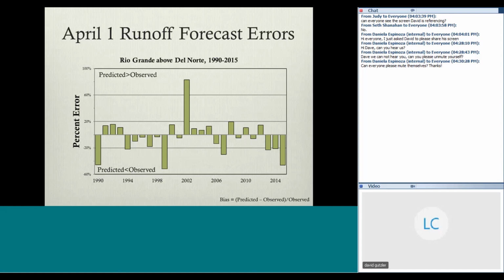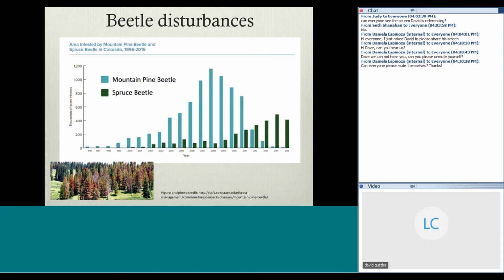You can see there's a lot of variability in the error. Some years there was a large negative bias, and in other years, like 2002, the forecast was way above what actually happened. So then one of the next questions is, what's controlling those, what's influencing those errors? Why is it so good some years, and why is it so bad in other years?